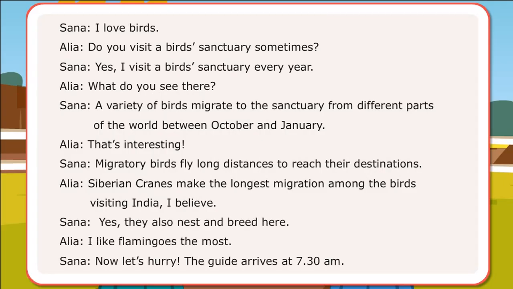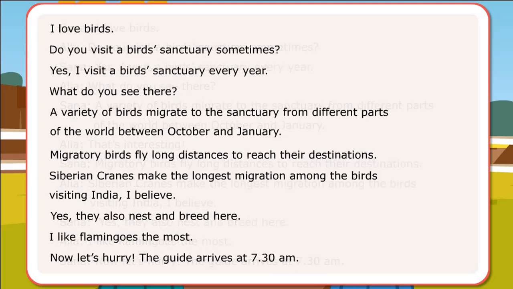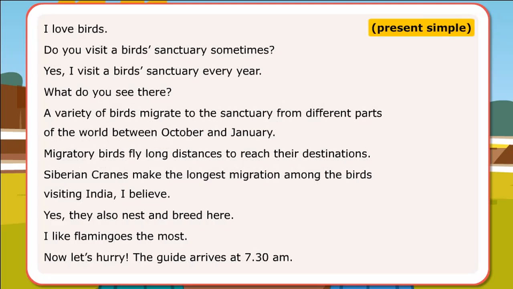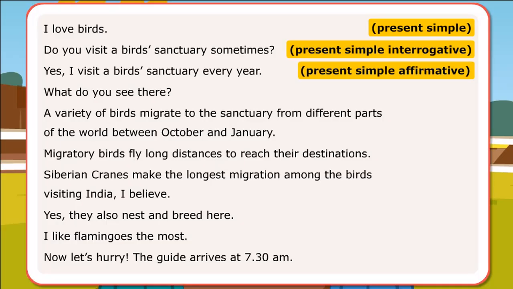In this dialogue between two friends, the verb is used in the present simple tense. Here are some examples of sentences with verbs in present simple tense. I love birds. Present simple. Do you visit a bird sanctuary sometimes? Present simple interrogative. Yes, I visit a bird sanctuary every year. Present simple affirmative.